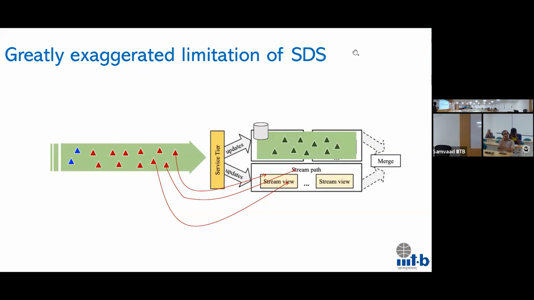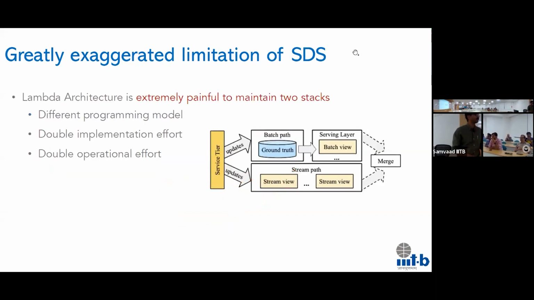Since we wanted low latency results, we can use a streaming system in parallel. That would be beneficial for seeing some approximate outputs, right? But over time, they will be replaced by the results that you're getting from the batch layer.